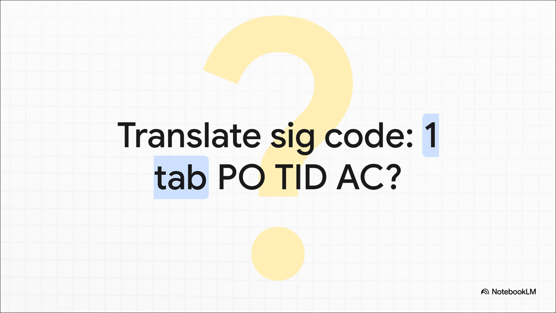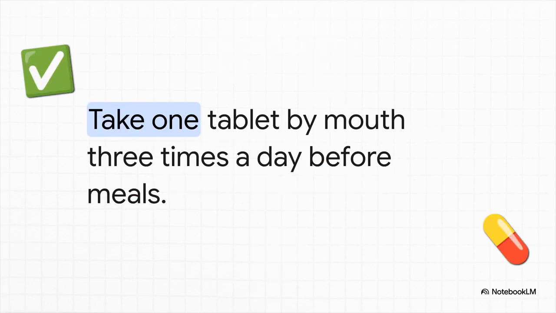Let's look at a mini scenario straight from a real-world prescription. If you see the SIG code 1 tab PO TID AC, how would you translate that for the patient's label? Take a few seconds and try to piece it together based on everything we've just covered. So, did you get it right? The correct answer is, take 1 tablet by mouth 3 times a day before meals.